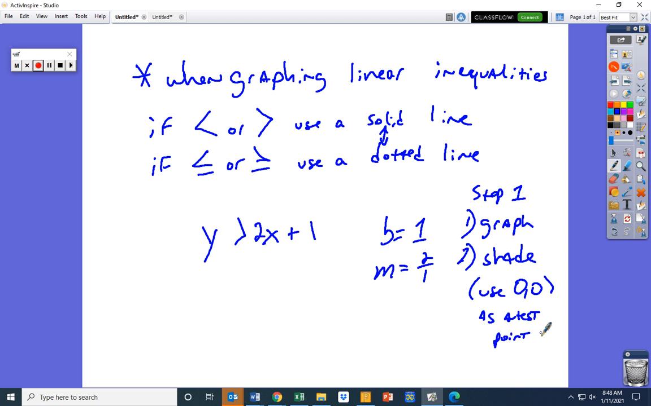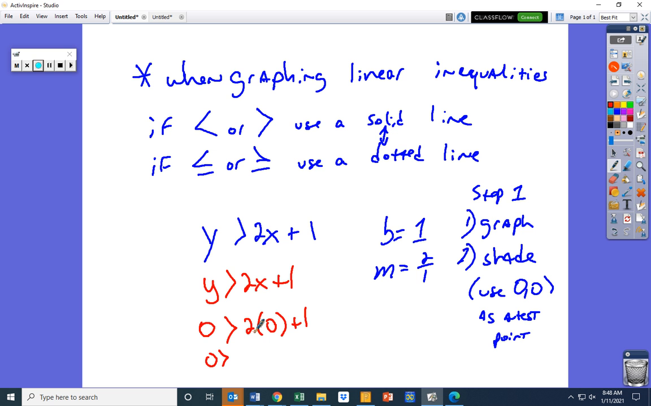Okay? Use 0, 0 as a test point. So, if I say use 0, 0, what does that mean? That means I'm going to replace y with 0 and what? X with 0. Okay? So if I do that, if I replace this y with a 0, that means 0, right? And then I have greater than 2 times 0 plus 1.